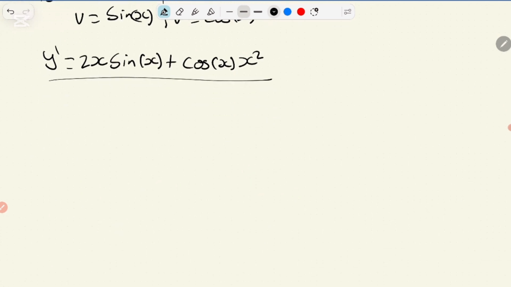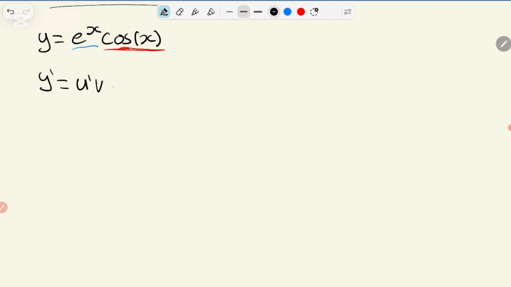We'll move on to another example so we can get some more practice. So say we have some function y equals e to the x cosine of x. All right, again, we can't use the addition rule because we have two functions multiplying by each other. So we've got e to the x, and we've got cosine x. Okay, so we write down our formula. y dash equals u dash v plus v dash u.